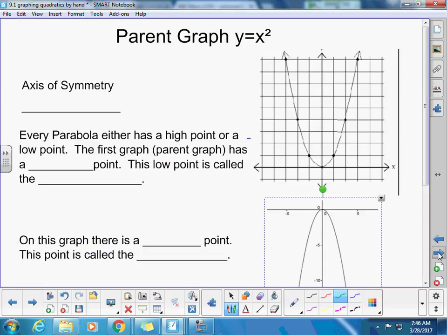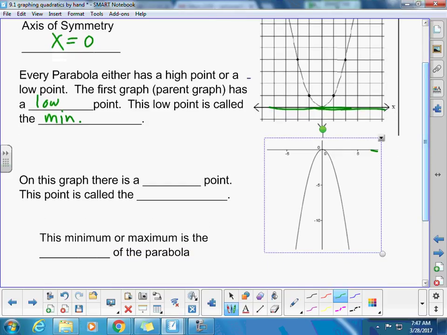All right, so parent graph of y equals x squared, there it is drawn again. The axis of symmetry, and I just did that, is x equals 0. Every parabola either has a high point or a low point. The first graph, the parent graph, if you think of this, this is the low point. Nothing is underneath that, right? So it has a low point. This low point is called the minimum. On this second graph, there is, hopefully you said high point, which is called the maximum.